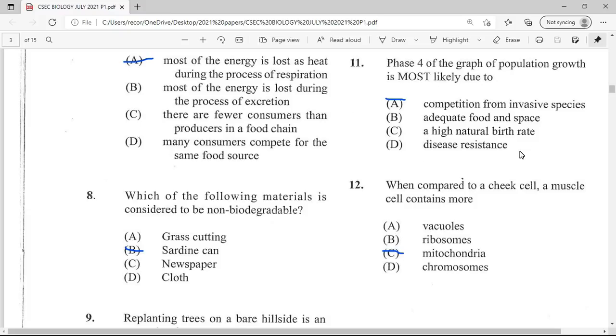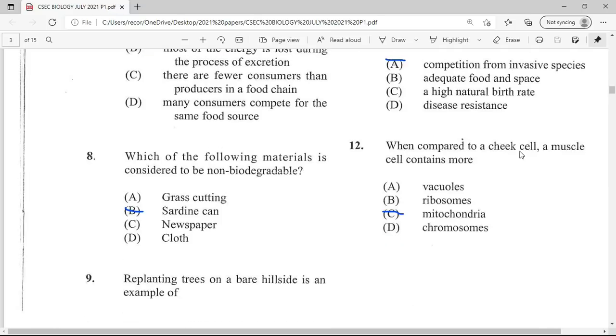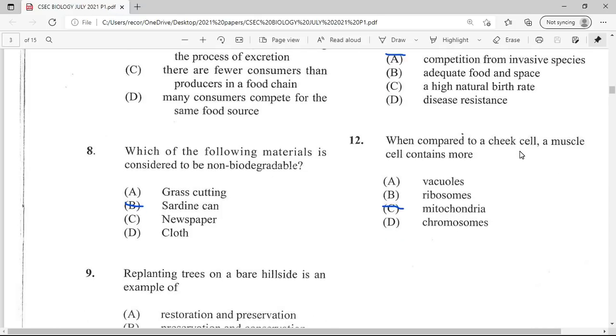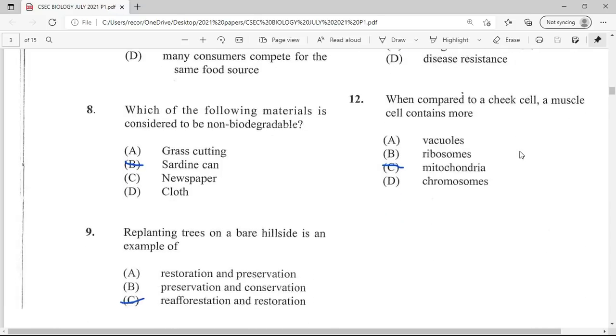Question number 12. When compared to a cheek cell, and you know that a cheek cell would be an example of an epithelial cell covering the layer of organs, a muscle cell contains more. Once we talk about muscle and liver cells, the first thing that comes to mind is going to be mitochondria, energy there. So of course, your answer here is going to be C. This is pretty much from cells in your textbook.